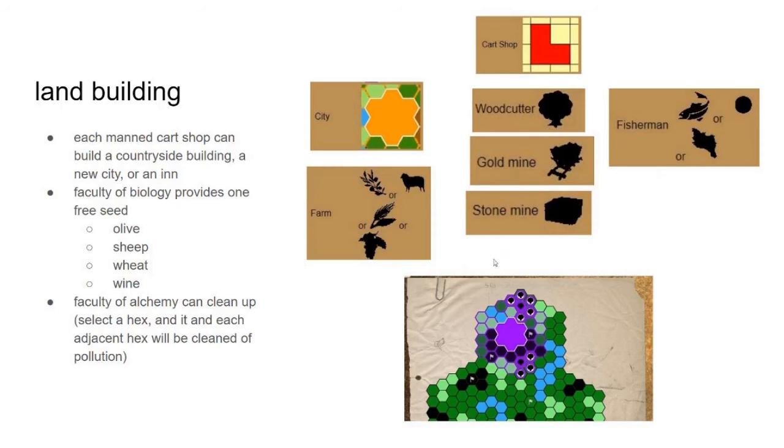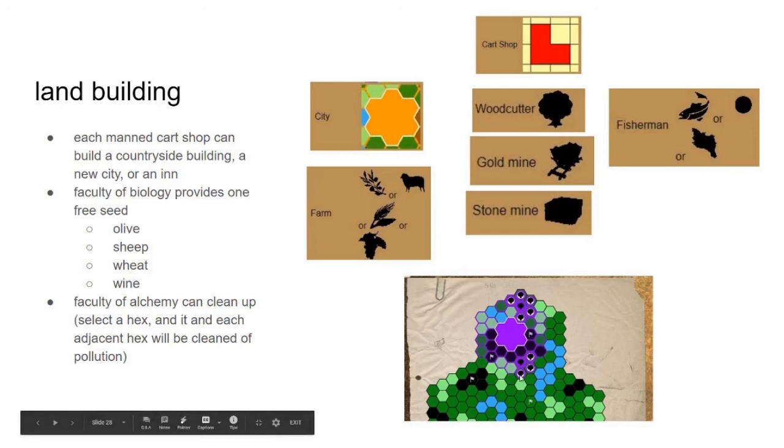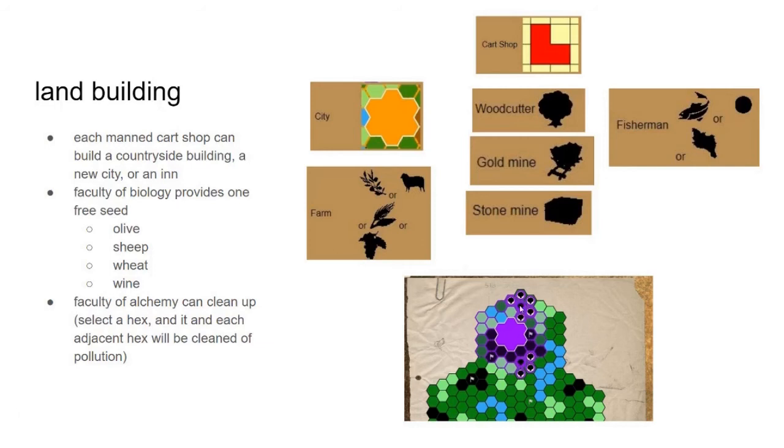And remember, those workers are going to stay out there until all of the hexes that they have worked with have been processed. So this woodcutter is going to come back in a maximum of 4 turns. This woodcutter is going to come back in a maximum of 6 turns. And I say maximum, and we'll talk about why in the harvest slide. So, cart shops can also build cities.